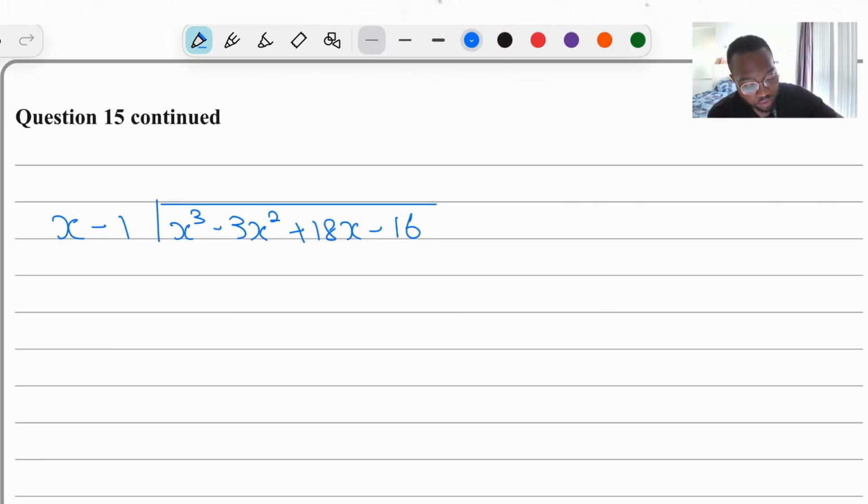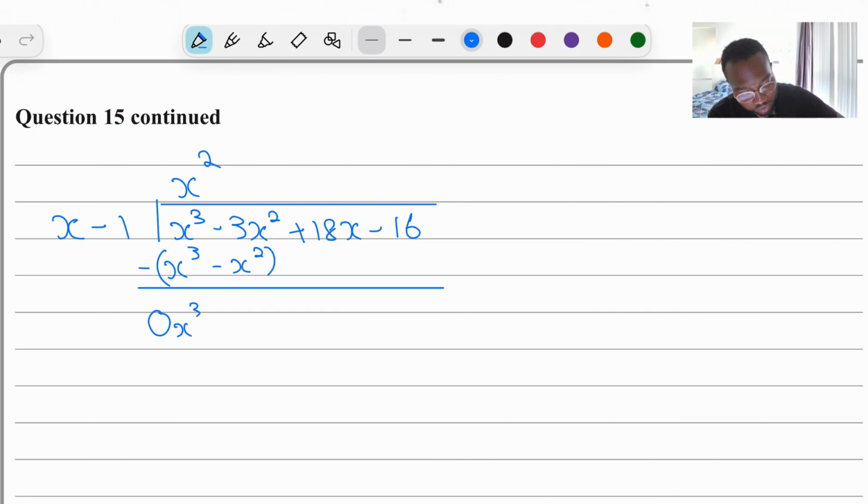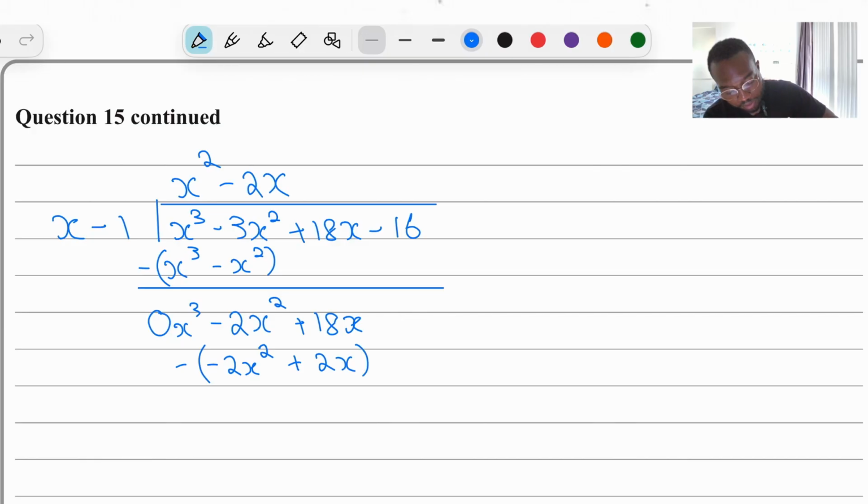So if we do that, we do x to the power of 3 divided by x, that gives us an x squared. And x squared times x is x to the 3. x squared times minus 1 is a minus x squared. And then we're going to minus all of this. And if we do that, we get a 0 x cubed, and then we get a minus 3x squared minus a minus x squared, which gives me a minus 2x squared. Bring that 18x down. Then we do the same thing. A minus 2x squared divided by x is a minus 2x. And then minus 2x times x is minus 2x squared. A minus 2x times a minus 1 is a positive 2x. And we're going to minus everything again.